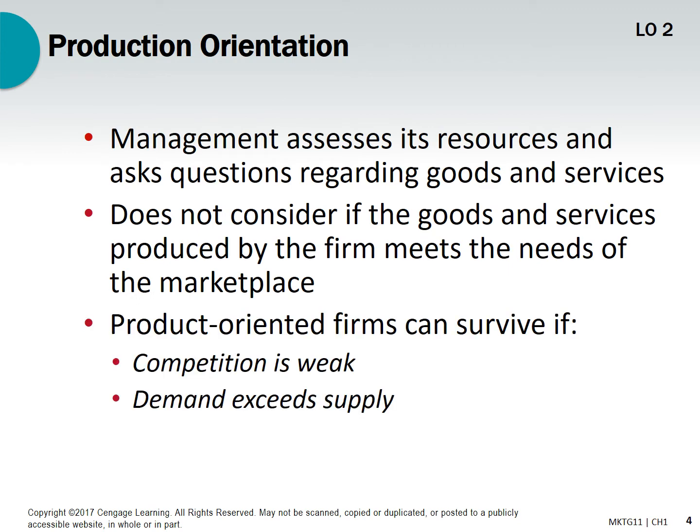Production orientation focuses on the internal capabilities of the firm. Management assesses its resources. They want to make sure that they have a product or service that matches the consumer's expectations. Assessment is key in strategic planning. The first goal is to determine what consumers want or need. Product-oriented firms can survive if the competition is weak and demand exceeds supply.